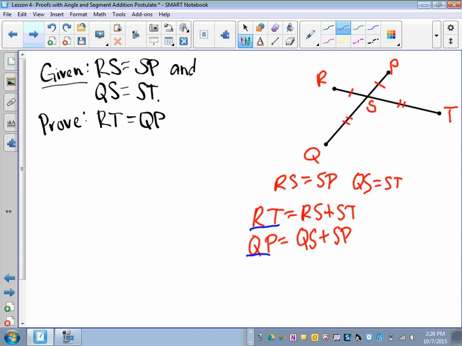But I know that RS and SP are the same. Alright, so I could probably substitute in here RS. And I know that QS and ST are the same. So I could change one of those, right? So I'll change this to QS. Oh look, and then they're practically the same. All I'd have to do is that commutative property, switch around, and then we've got it. So that's the idea that we're thinking.